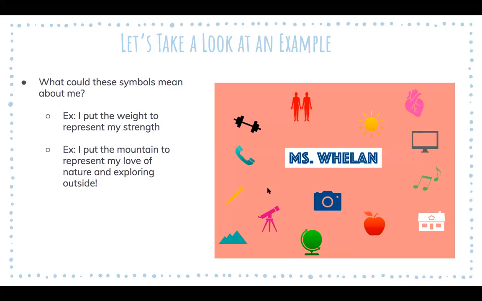If you look closely, I wrote my name down on this page, and all these little symbols are representative of something of me. But what's important to note is that we don't take the literal meaning from all of them. So for instance, I put a weight, not because I am a heavyweight world champion. I put it to represent my strength as a person, my strength and perseverance. And then I also did the mountain down here to represent my love of nature and exploring, right? I didn't do it because I love mountains or because I think mountains are cool. No, I did it because I like to explore and I'm really adventurous.